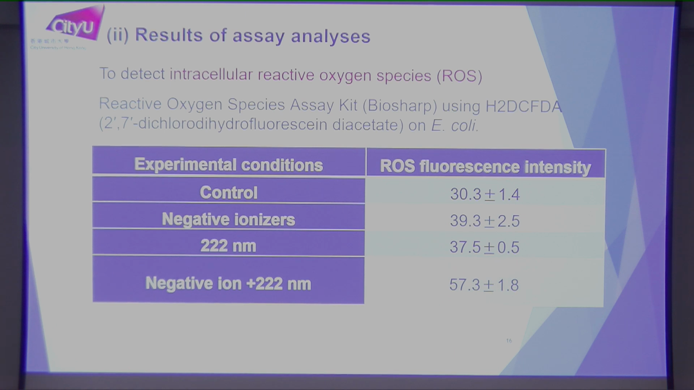I also measured ROS, the intracellular reactive oxygen species. I didn't have enough time to do all, so I just report on the E. coli. You can see that for the control, here is the value, and for the negative ions it is higher, meaning it generates ROS. For the 222 it is also higher, but when I combine them, another time I see the synergy effect. It means that if you combine different strategies, sometimes you can kill the bacteria faster.